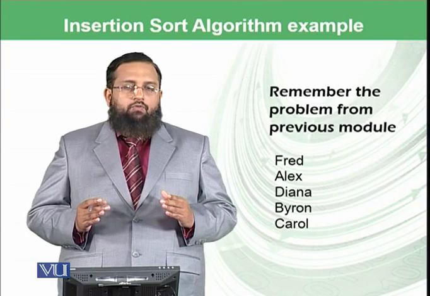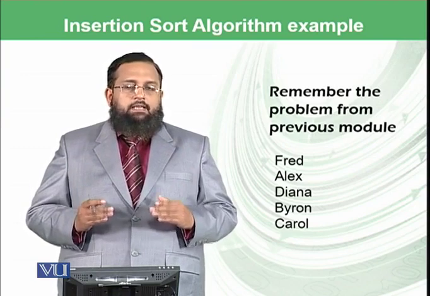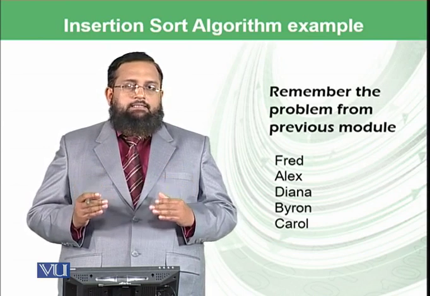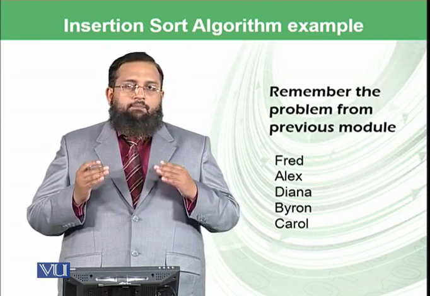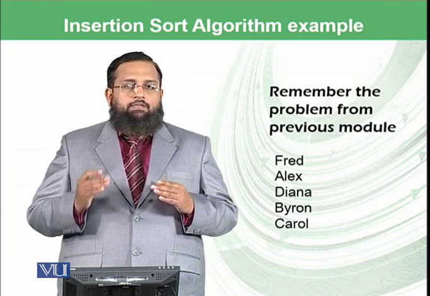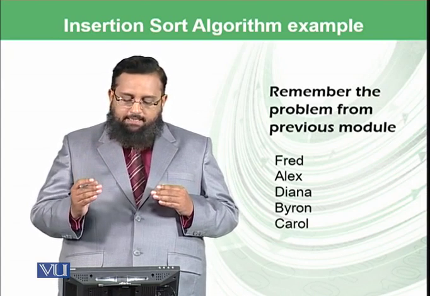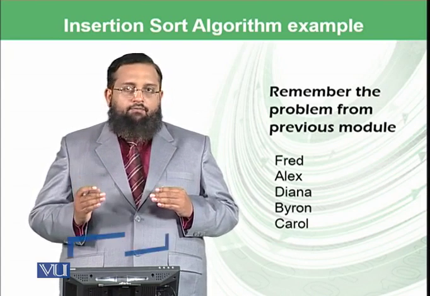And we wanted to sort it in ascending order, which means the name Alex, which is the minimum name, starting with the letter A, will be placed on the top, followed by B, Byron, and C, Carol, D, Diana, and F, Fred.